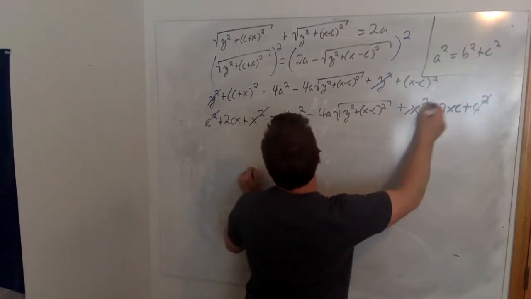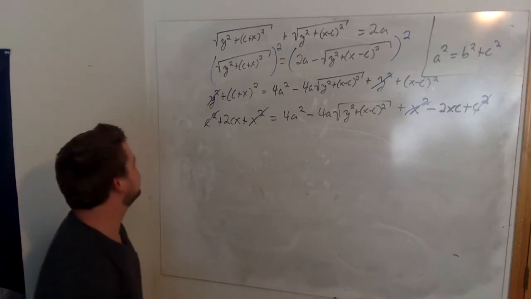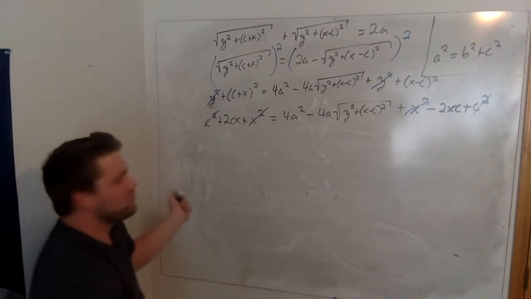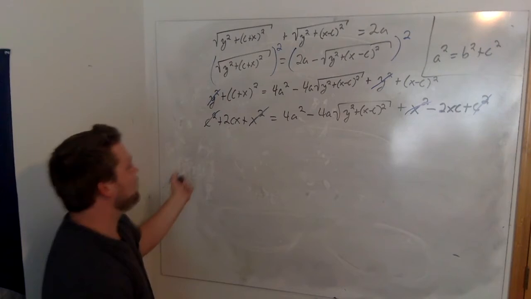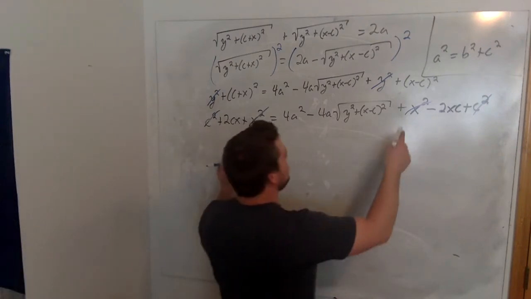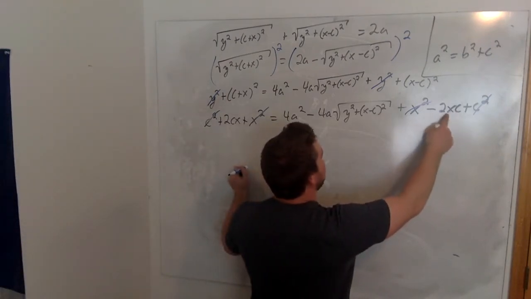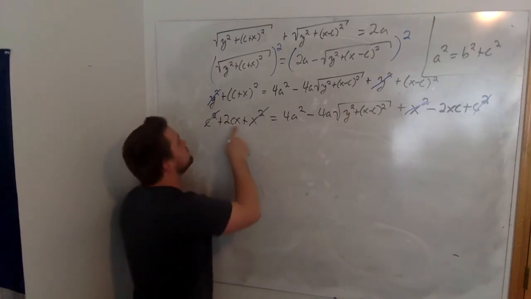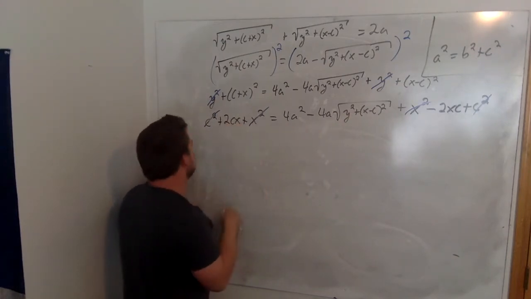Subtract x squared from both sides. Look at this canceling. It's great. Okay, what else are we going to notice here? Well, we have a negative 2xc here. We have a positive 2xc here. Just change the order of multiplication.